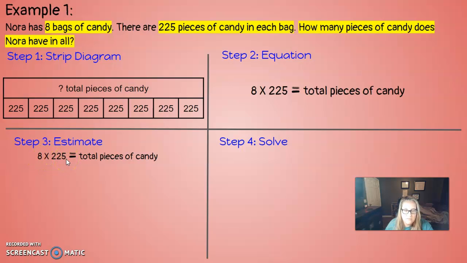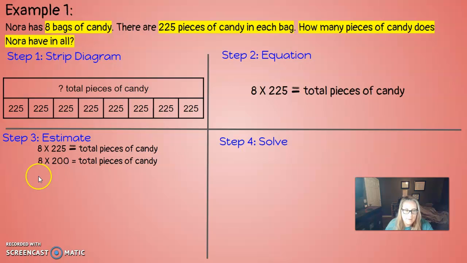Well, 225 is an okay number, but I think I could make it a little more friendly. So instead of 225, I'm actually going to do 8 times 200 because that's an easier number for me to work with. I'm going to set up my partial products. Remember, when we do partial products, we break our number into place value, into expanded form. So I'm doing 8 times 200, but I'm breaking it into expanded form. So I have 200 plus 0 plus 0.